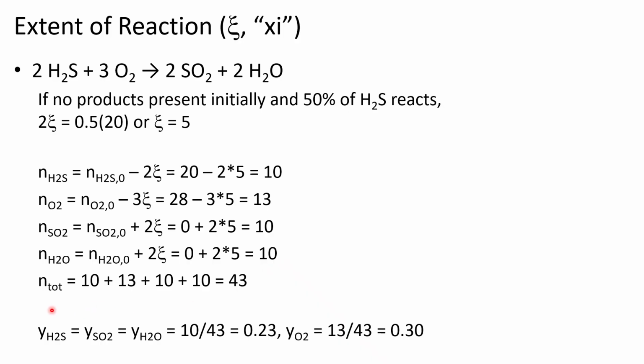And we can calculate the total number of moles by summing up the moles of each of the species that exit the reactor. 10 plus 13 plus 10 plus 10, we get 43.